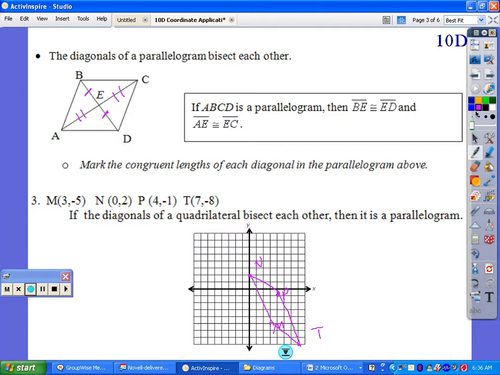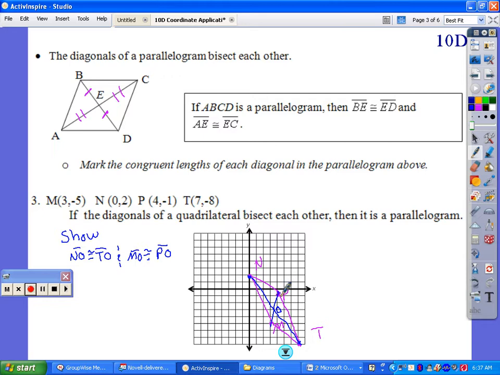And we need to prove that the diagonals bisect each other. So I'm going to draw my diagonals in. So remember, our diagonals go from the points across from each other. So one of them would be from N to T, and the other one would be from M to P. So we need to prove that the diagonals bisect each other for this to be a parallelogram. Our goal is to show that, and I'm going to call the point where they intersect O, you can call it any point you want, NO is congruent to TO, and we need to show that MO is congruent to PO.